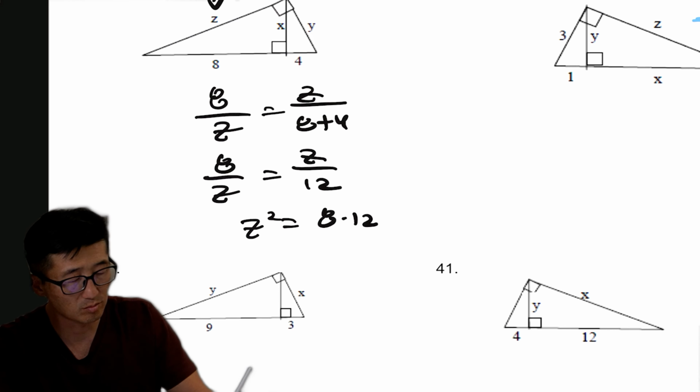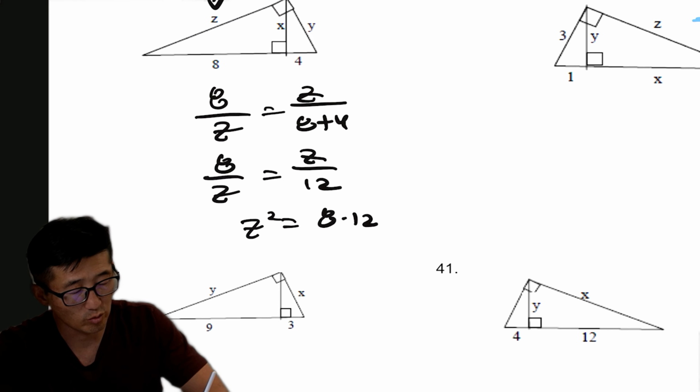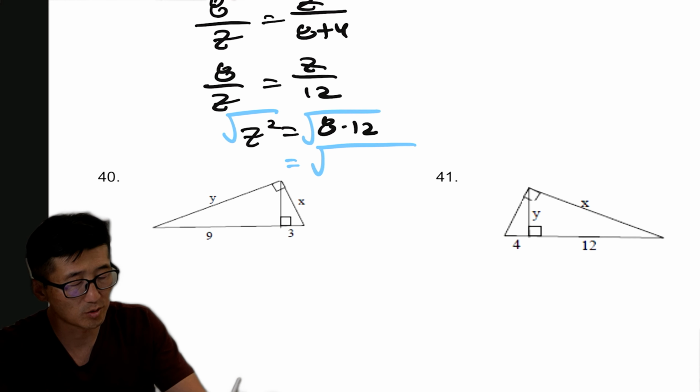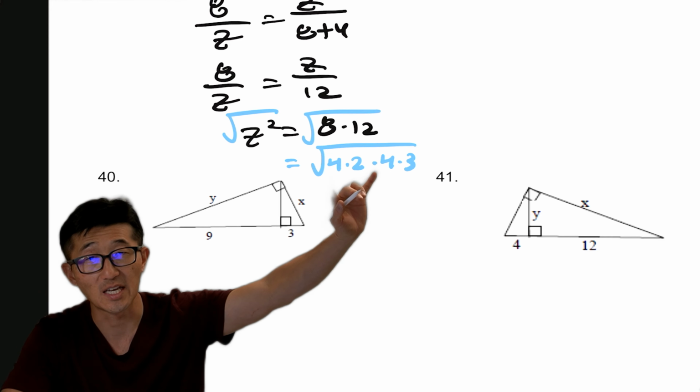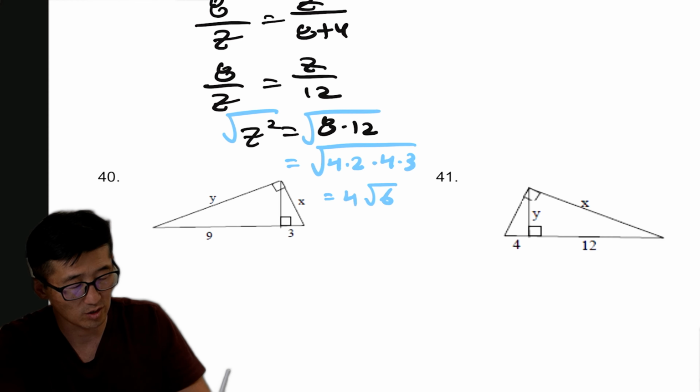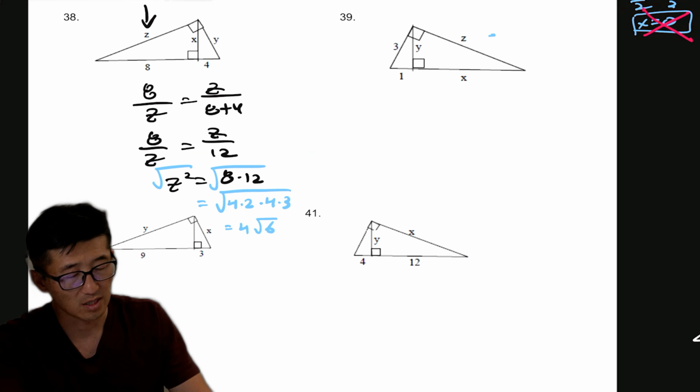8 times 12. And then when you take the square root of both sides, if you simplify this, 8 is like 4 and 2, 12 is like 4 and 3. You have two of the same exact numbers. You can bring that out, and the rest stays inside. So this would be 4 radical 6. And that's your answer for the letter Z.